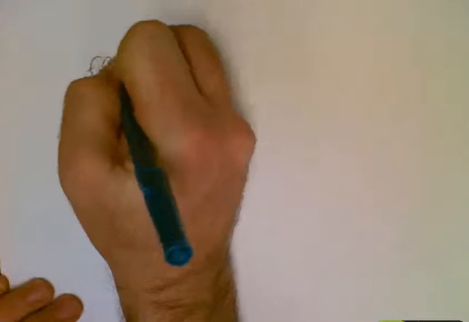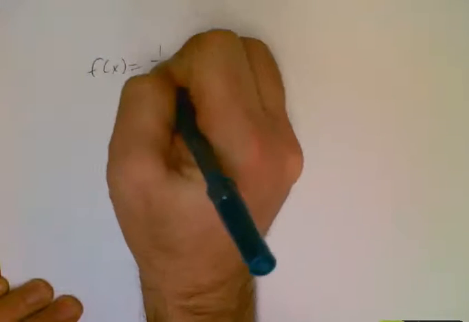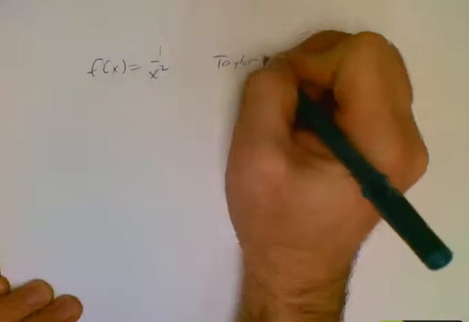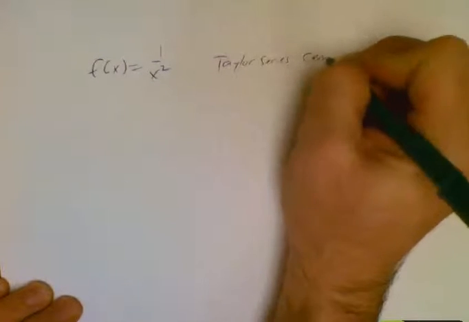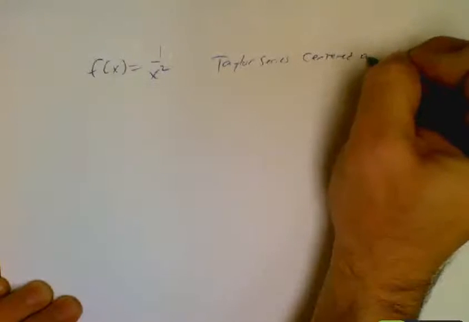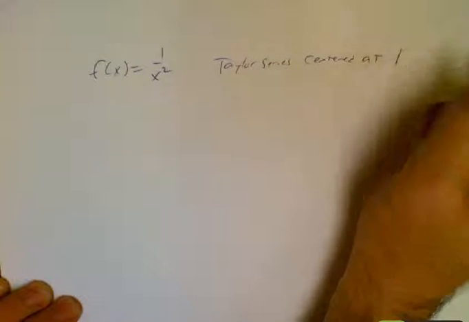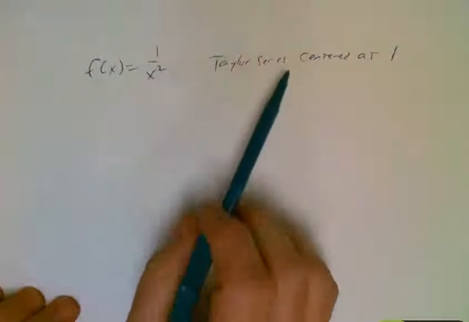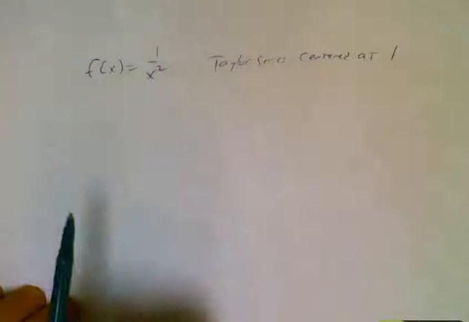Hey again, everybody. I thought I'd do a couple of just sort of random Taylor-Maclaurin series type examples. So the first one I'm going to do is the function 1 over x squared, and they're asking for a Taylor series centered at 1. Okay? So my Taylor series centered at 1 to represent this function.